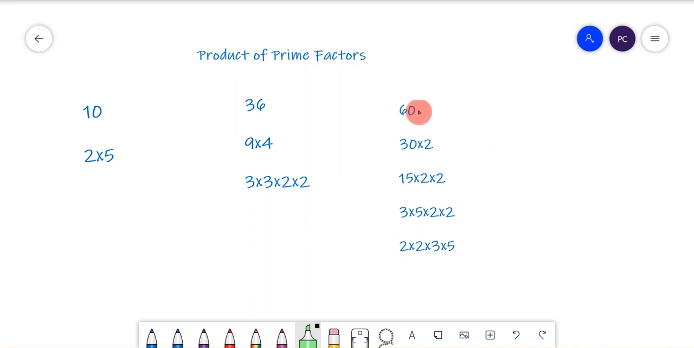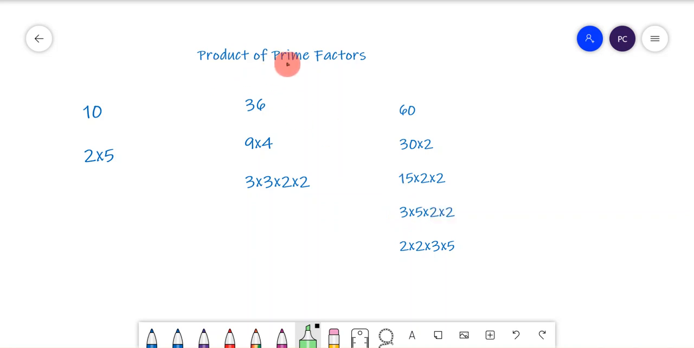So again, if we take the number 60, we can break it down into a factor pair. So 30 multiplied by 2 gives me 60. So this is one prime number. What we can do then is take this 30 and break that down into another factor pair, which is 15 multiplied by 2. So therefore 15 multiplied by 2 multiplied by 2 gives me 60. So now I have two prime factors. Again, I can take this number 15 and break that down even further into 3 multiplied by 5. So now we have 3 multiplied by 5 multiplied by 2 multiplied by 2.